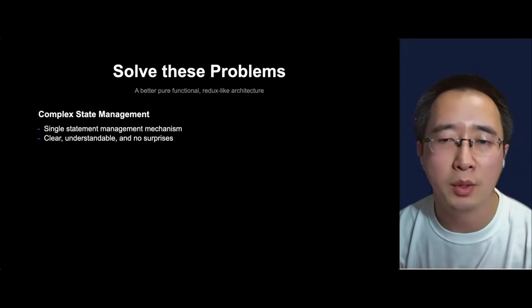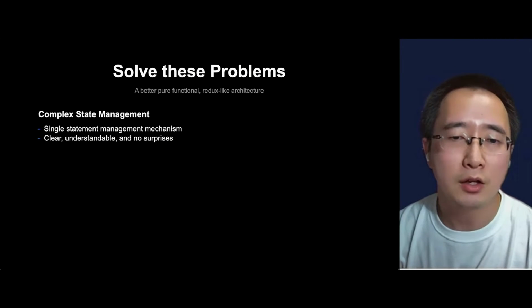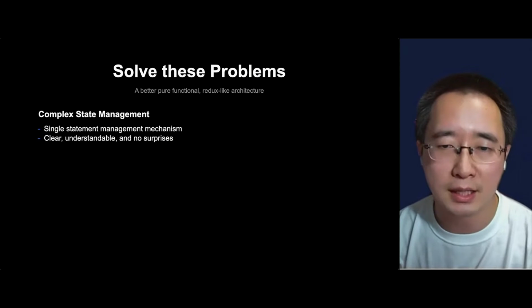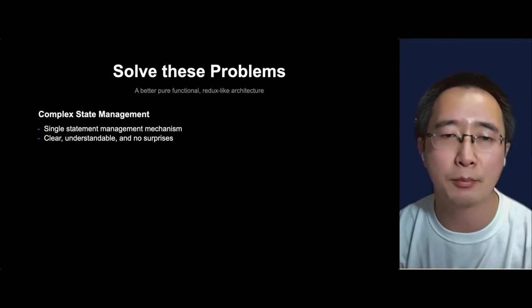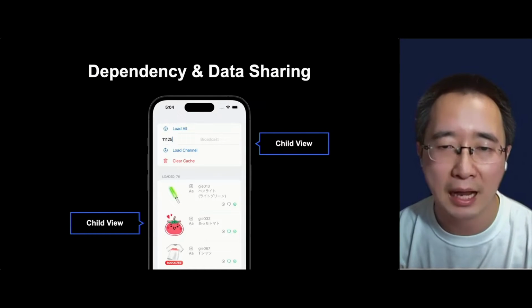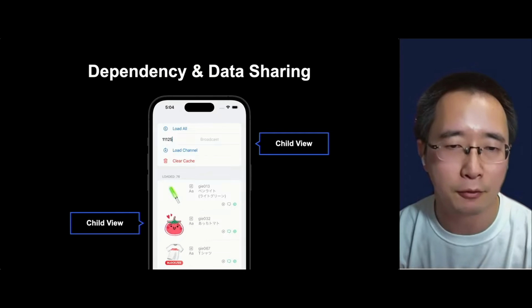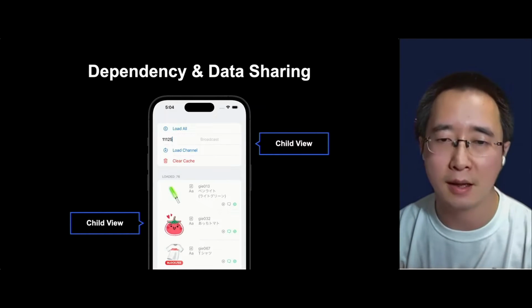To solve it, we really need simpler state management. Ideally, we just want the data to flow clearly and smoothly through the views without any surprise. Another potential issue that we found was how to control the dependency and perform data sharing between views. Let's take a look at this example.